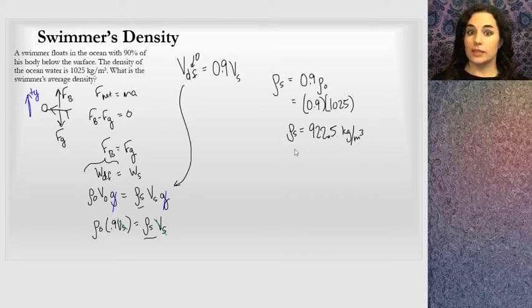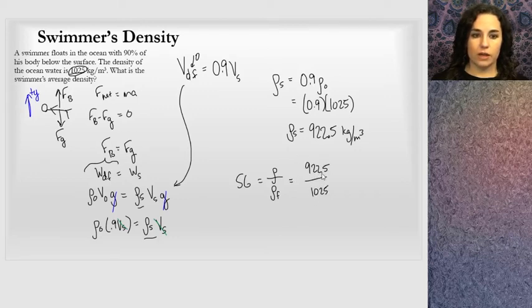And I expect that to be less than the 1025 because he's floating. The density of the swimmer should be less than the density of the fluid. And I wanted to point out here, if you remember, specific gravity is the density of the object divided by the density of the actual fluid. So in this case, we see that I have 922.5 over 1025. That equals 0.9. And so this is the advantage of using specific gravity, is that this here is the fraction submerged.